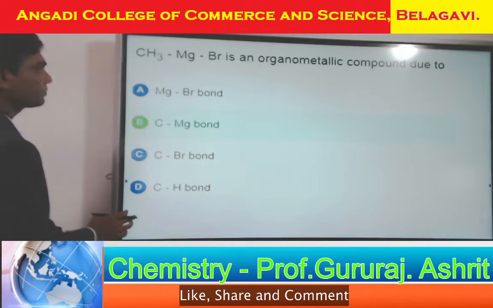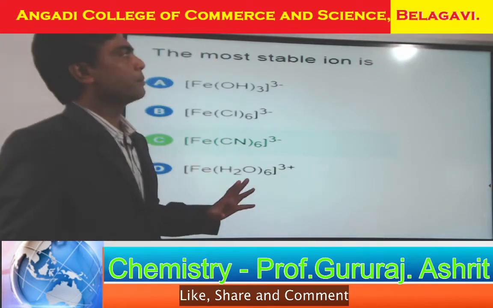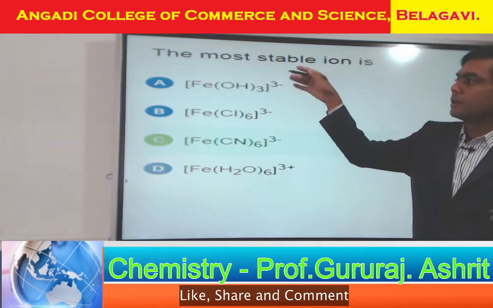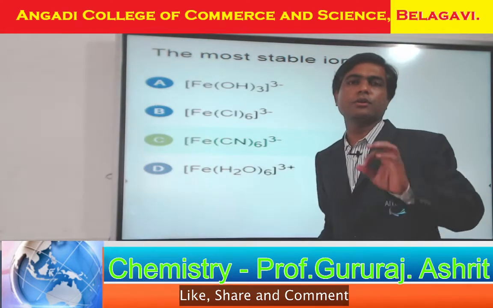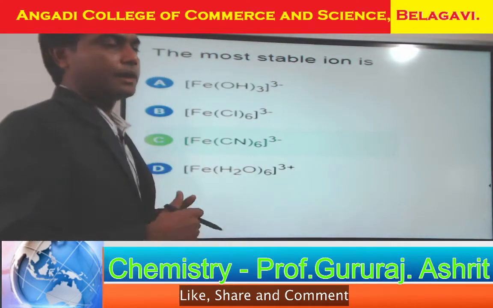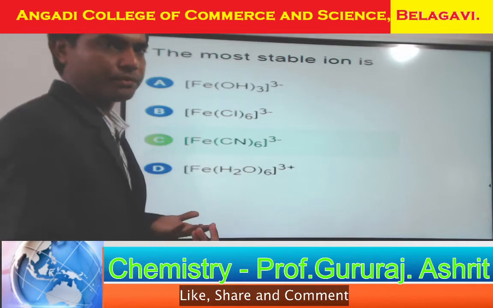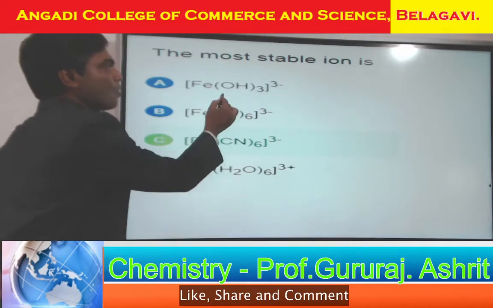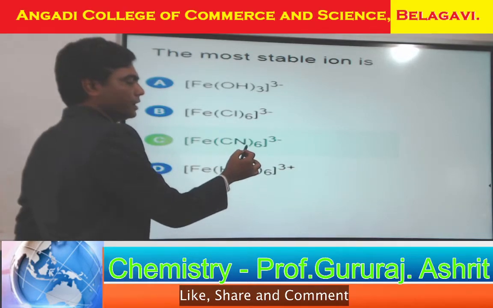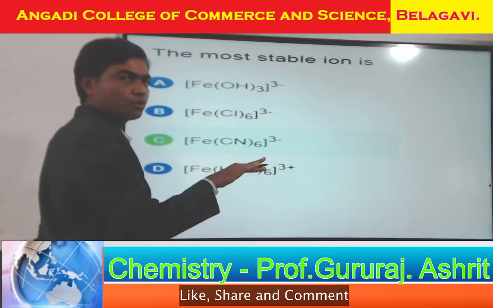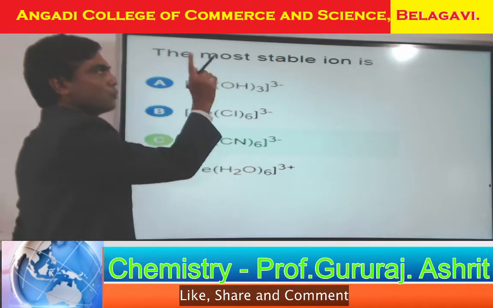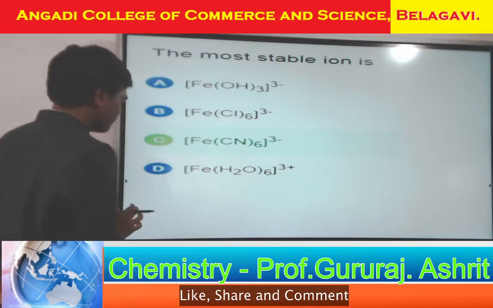Next question. The most stable ion is... When he asks a question like this, no need to see the answer. Only one thing you have to remember: the one which contains a strong field ligand will be more stable, and the one with a weak field ligand is less stable. OH, weak field. Cl, weak field. CN, strong field. H2O, neutral. Therefore, the answer is C. Strong field ligand means the more stable ion.